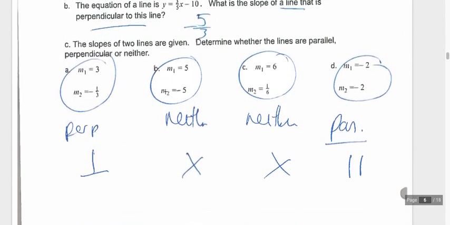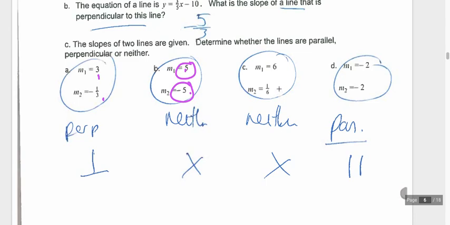and perpendicular lines and slope, and parallel lines slope. So 3 and minus 1/3 is perpendicular. 5 and minus 5. Careful, okay? It's negative, but it's not a reciprocal though. Okay, it's the same number, so it's not parallel. It's not perpendicular. It's neither. Okay, 6 and 1/6.